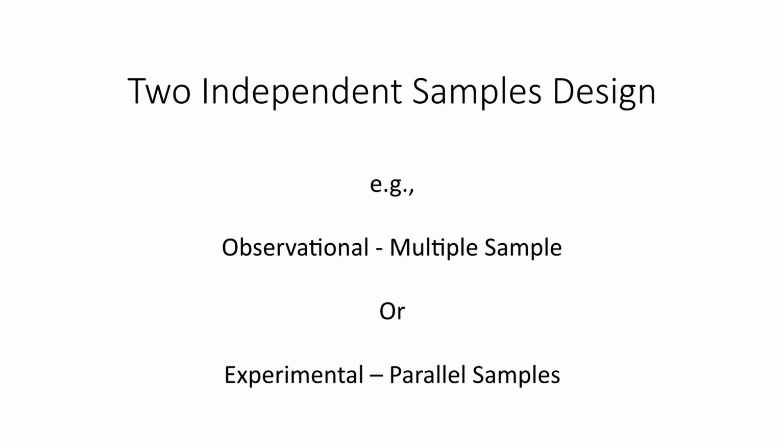Okay, let's look at another kind of multiple sample design. In this case, we have two independent samples. So you might have an observational design where you have two separate groups of individuals that you're comparing, or you might be doing an experimental design with parallel samples, such as a traditional randomized controlled trial.